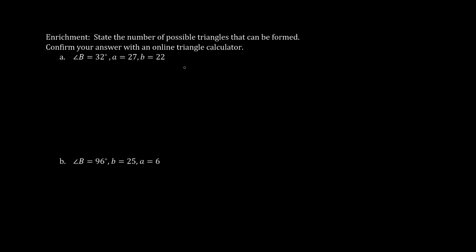Let's state the number of possible triangles that can be formed, and we have no diagram. Now we know that a triangle has angles A, B, C. Capitals mean the angle, and lowercase refers to the side length. Now we know that we have capital B and lowercase b. So let's play the sine law game.